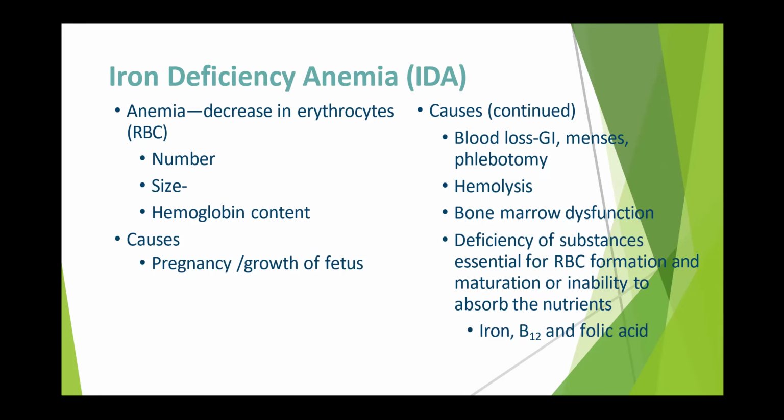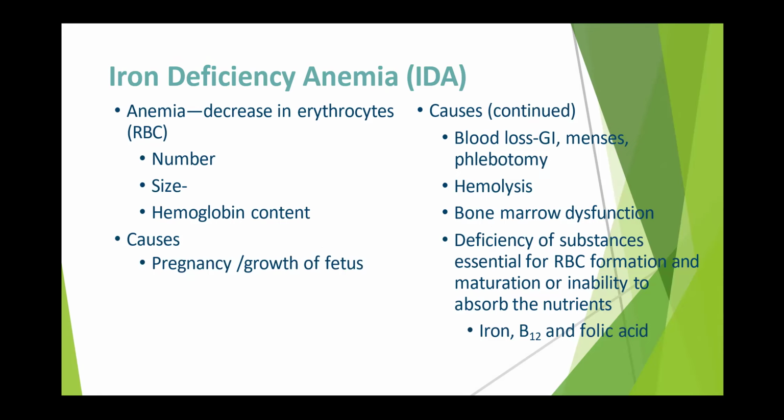So what are the causes of iron deficiency anemia? Could be pregnancy, right? Because you're eating for two. Could be blood loss. Maybe you have a GI bleed, maybe heavy periods. Phlebotomy, in other words, they're drawing blood. Hemolysis, the blood cells getting destroyed. Maybe there's something wrong with the bone marrow. Or maybe there's a deficiency of the substances that you need for red blood cell formation and maturation, or you're not able to absorb those nutrients, which are iron, B12, and folic acid.